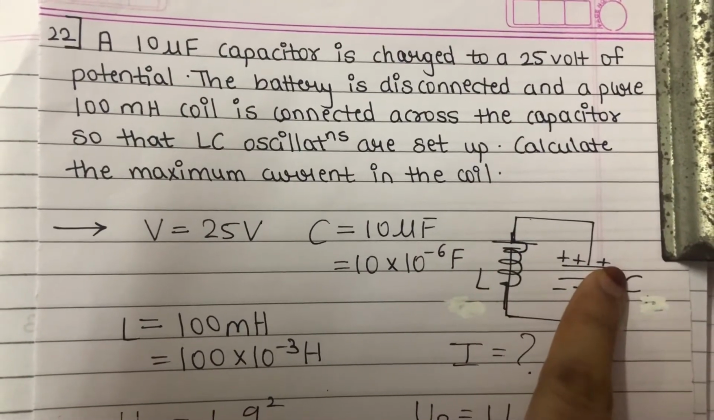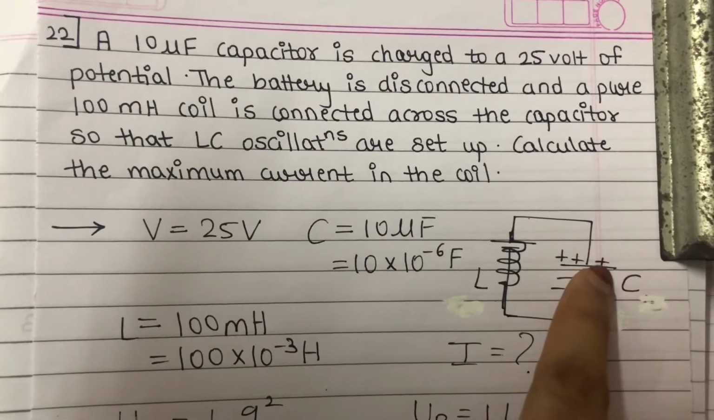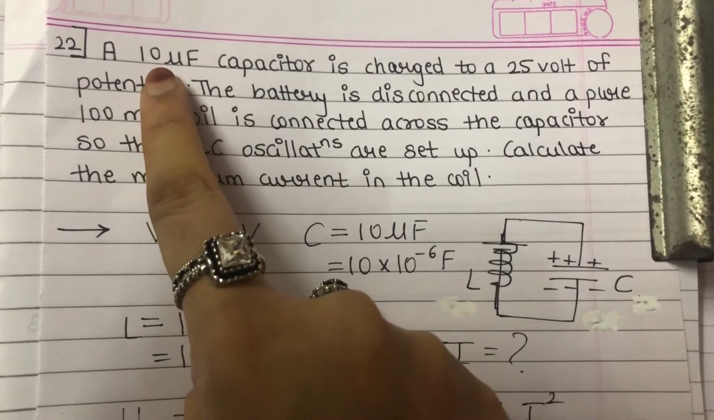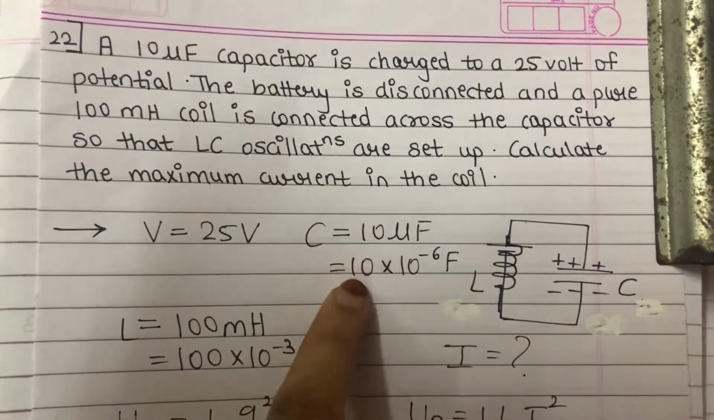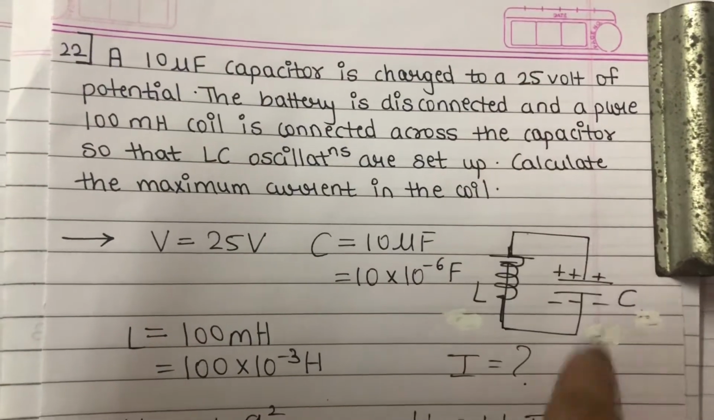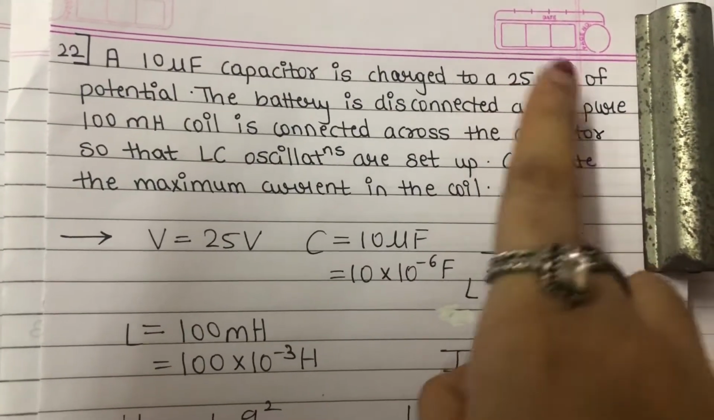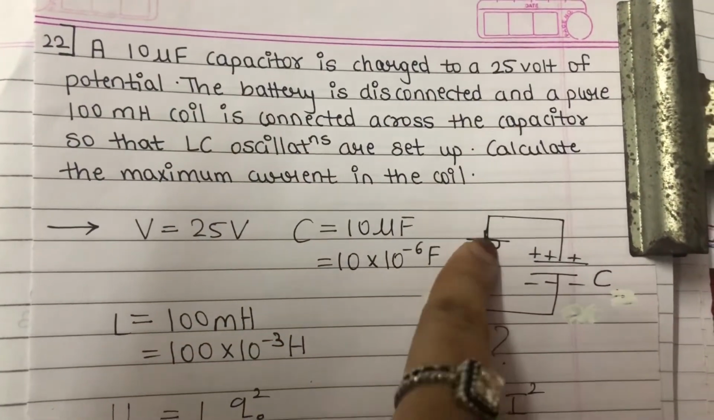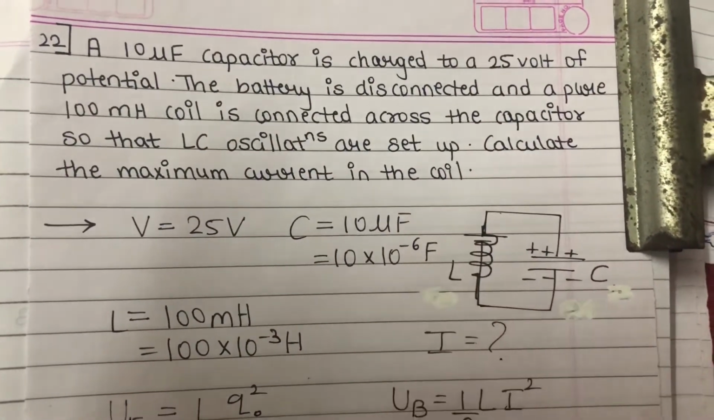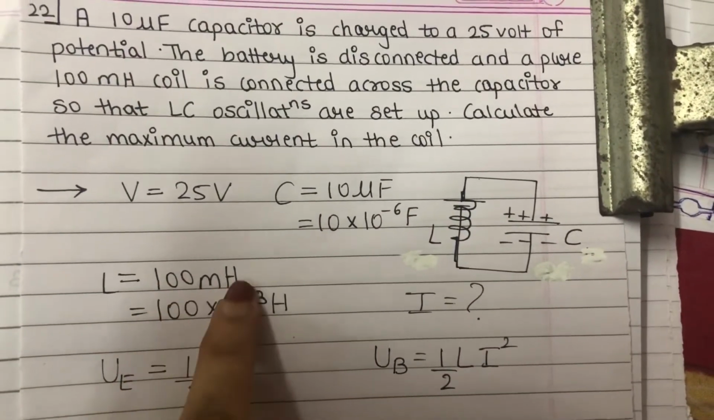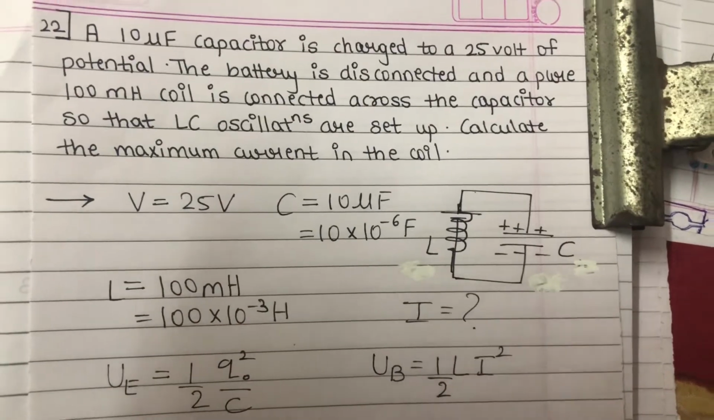Capacitor got charged, and the capacitor has capacitance 10 microfarad, that is 10 into 10 raised to minus 6 farad. Okay, and the battery used to charge the capacitor has 25 volt as potential. Okay, now the battery is disconnected. Now this battery is disconnected, and in place of this battery a pure inductor of inductance 100 millihenry is attached.